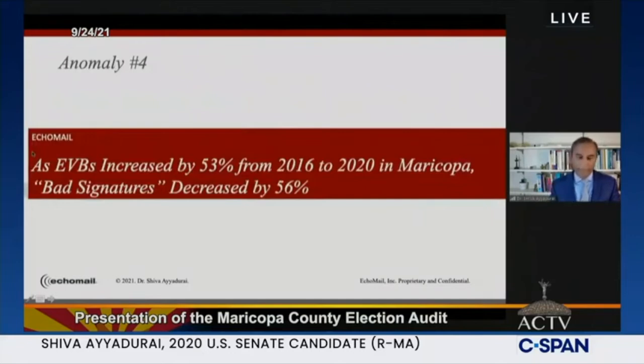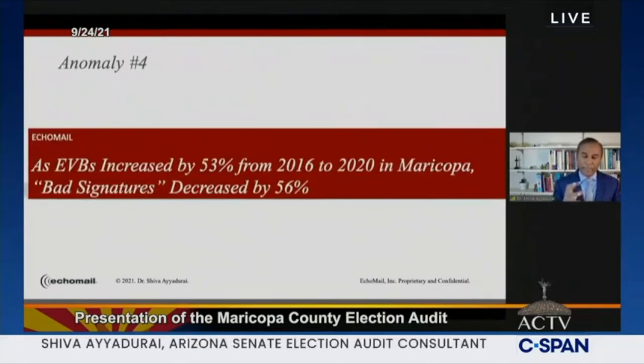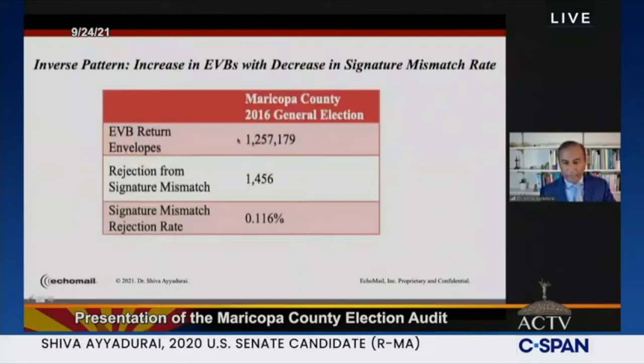Fourth anomaly. As the EVBs, which means the electronic voting ballot envelopes, I couldn't put the word envelopes, but I think you get the idea, increased by 53% in the general election from 2016 to 2020 in Maricopa, bad signatures decreased. Let me explain what I mean by that. In 2016, the election previous to 2020, 1,257,179 return envelopes were submitted. 1,456 were considered to have a mismatch with a rejection rate of 0.116.